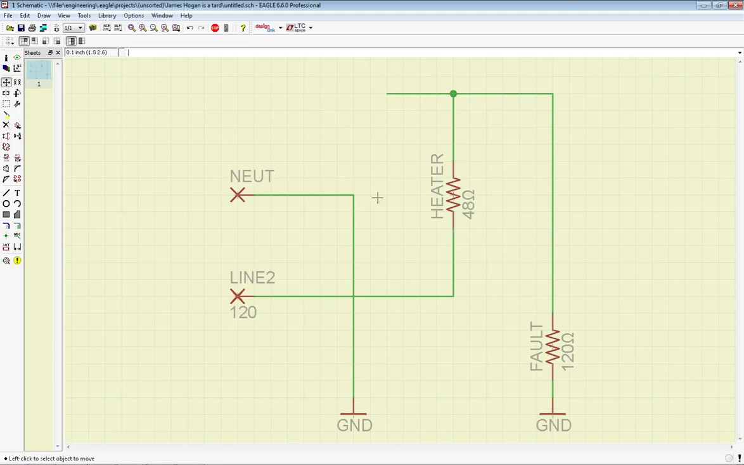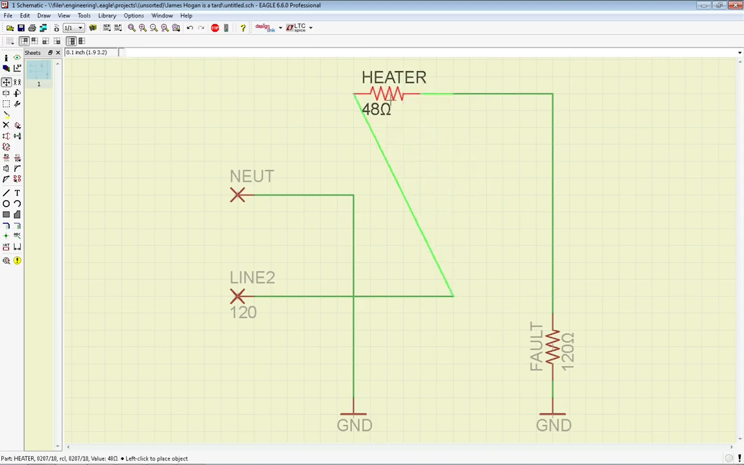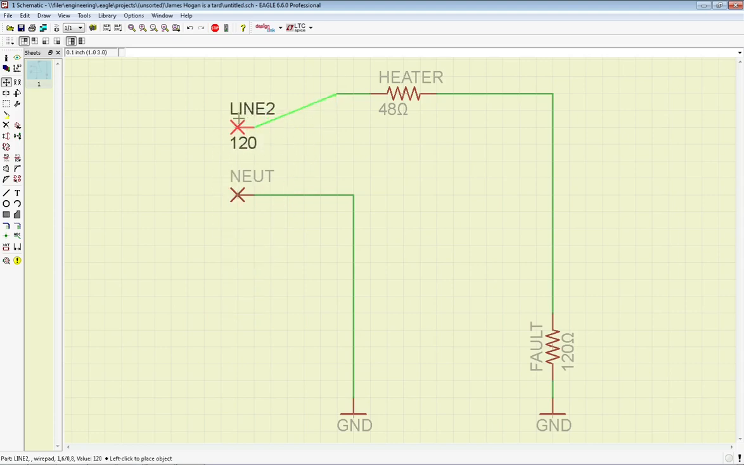Which means that I can take... Actually, we don't need this wire either. If we're going to do that, we can take this and draw it over here. Okay, so now this is effectively what we've got. The thermostat's gone. And you just saw me. All I did was drag things around. I didn't change anything else.